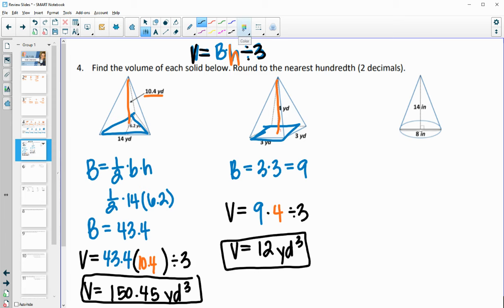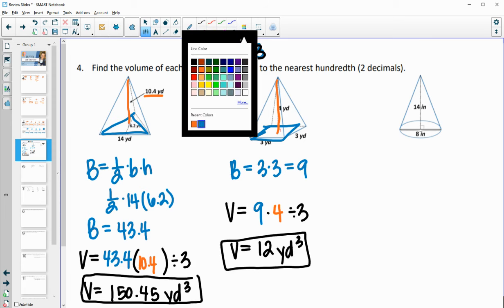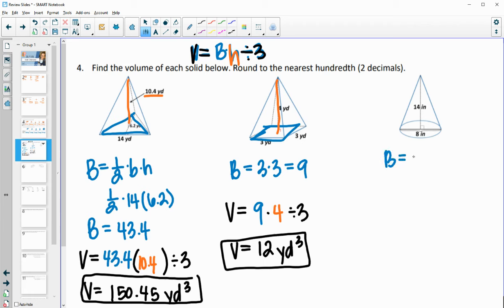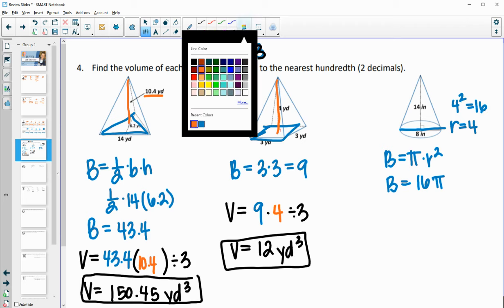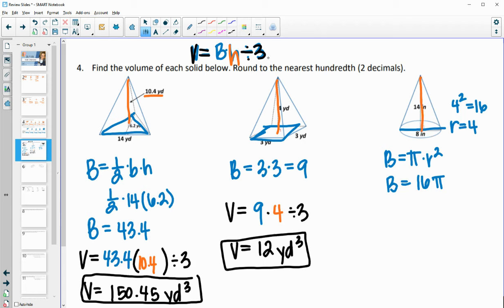Next one, we have a cone. So our base shape is a circle. So we'll want to do pi times the radius squared. This one gives us the diameter, so make sure that you use the radius of 4. So when we do 4 squared, that's 16, so 16 pi. And I'm just going to leave it with the pi. I'll multiply the pi in at the end. And then the height of our cone is 14.